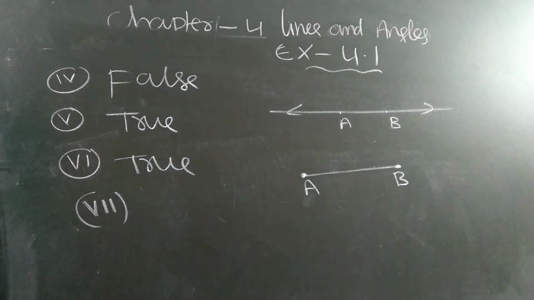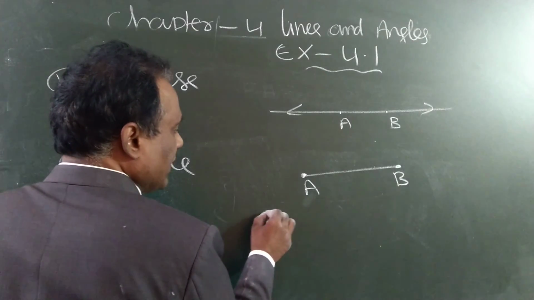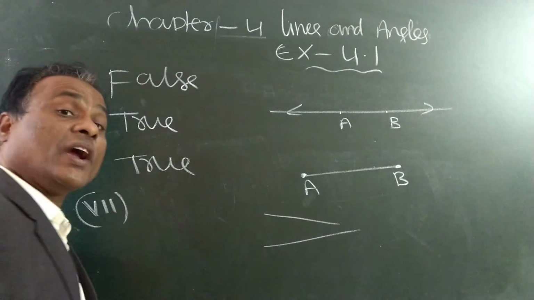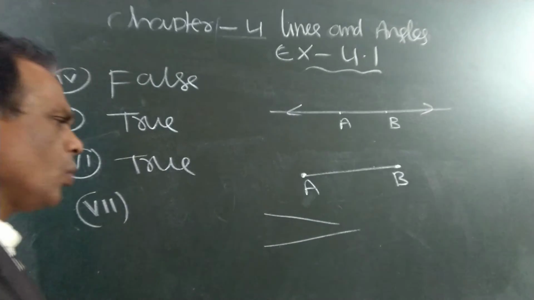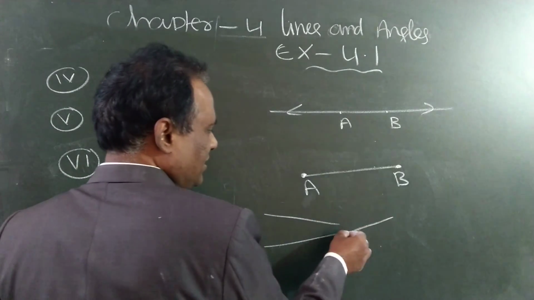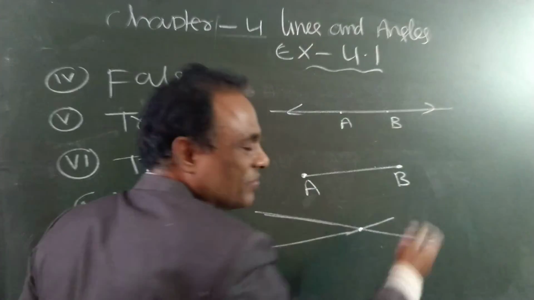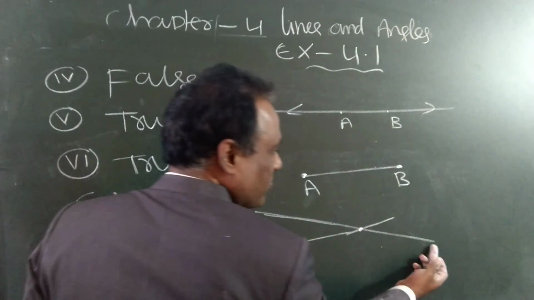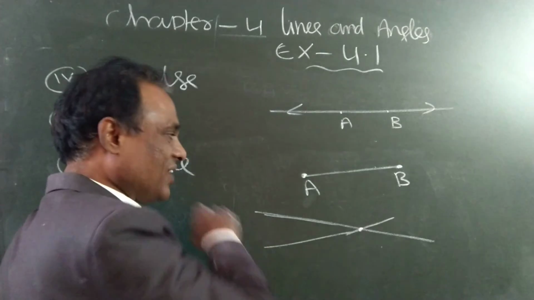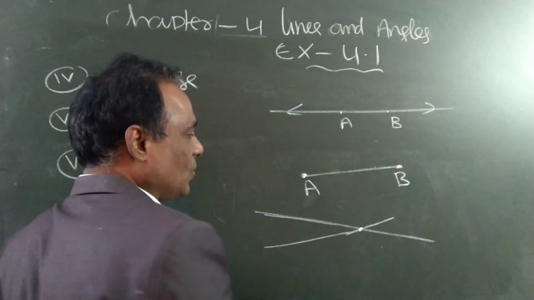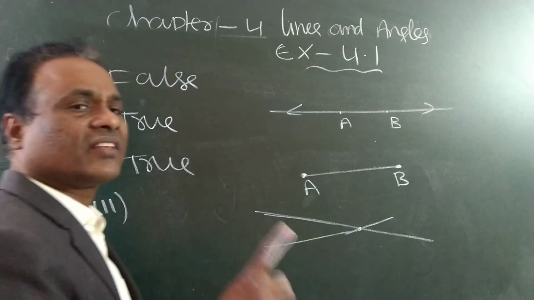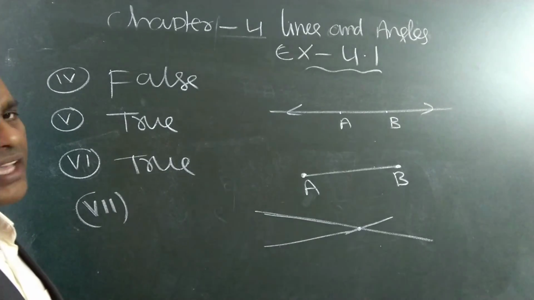Next, the seventh. Suppose there are 2 lines. At how many points will they intersect? Only 1 point. If the lines are like this, they will intersect at only 1 point. They will not intersect again. If they are moving like this, it is not a line. A line will move in a straight order. So two lines will intersect at only 1 point, not more than 1 point.